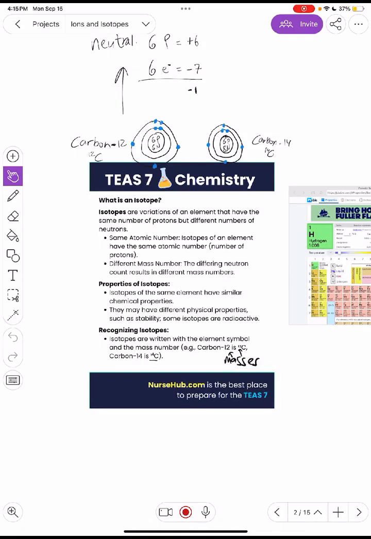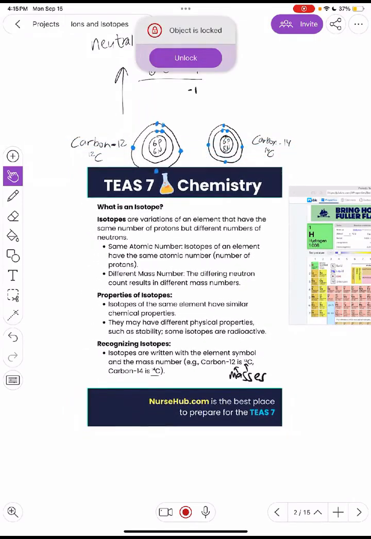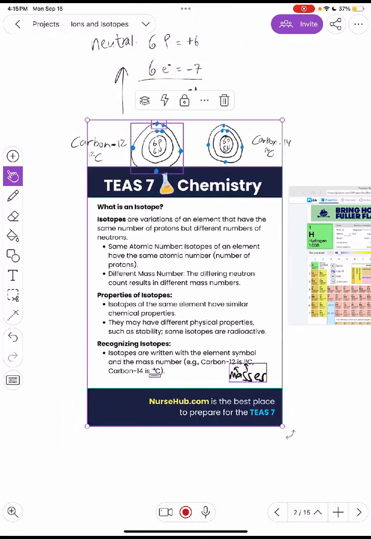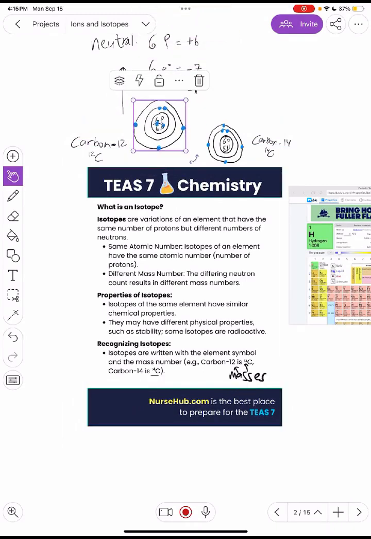Okay, so we talked about ions a little bit. I'm going to come back to those. But I don't want to forget about isotopes for a minute. Okay? Let's move that.